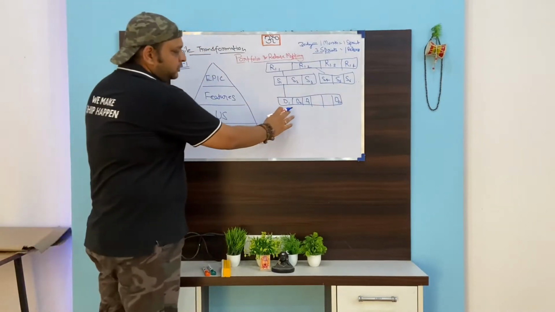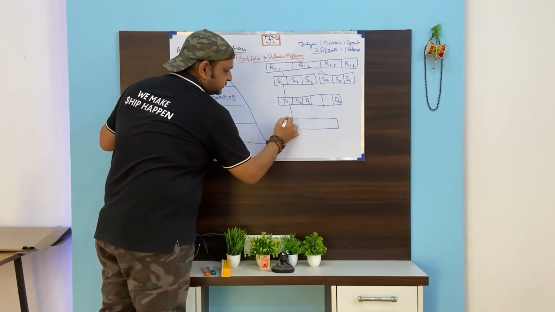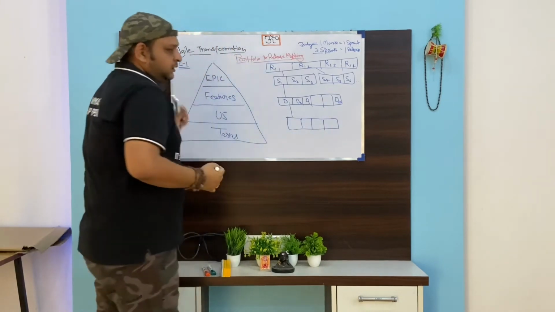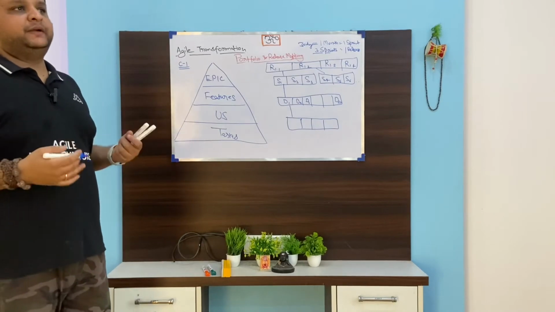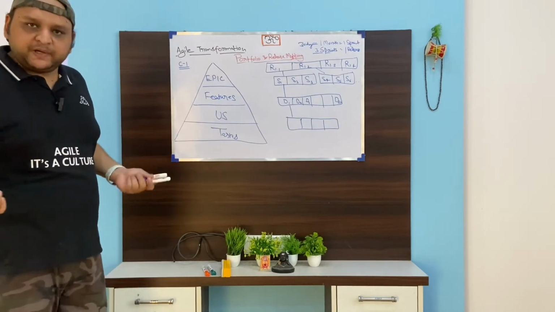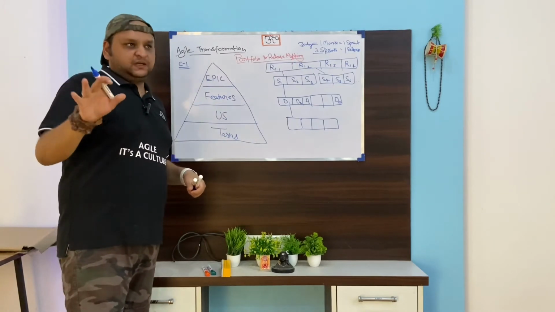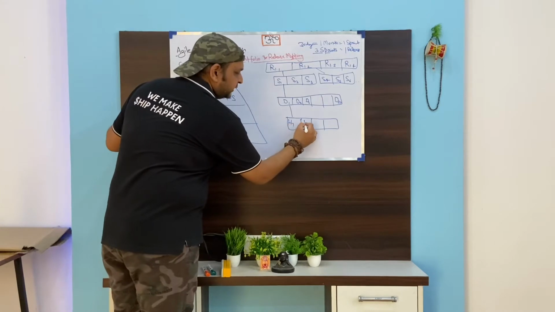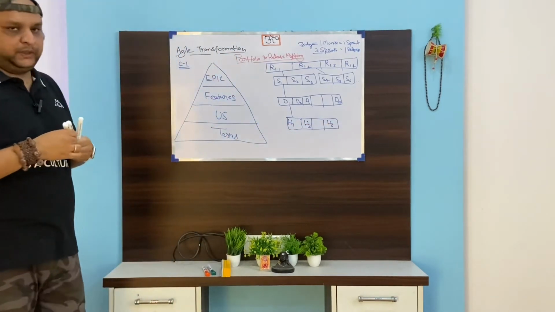Now if we talk about this one day, how will it be divided? Let's say the organization decided to have 6 development hours in a day. So what is this? H1, H2, up to H6. The 6 development hours will be divided.